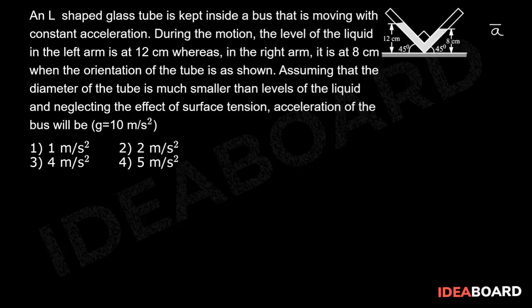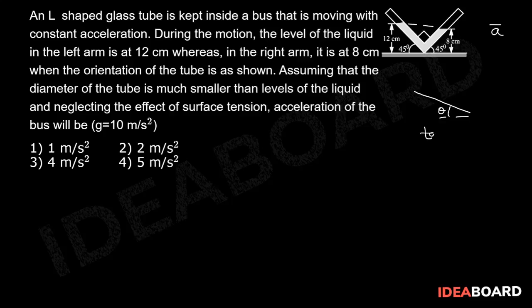Now the surfaces of liquid in the two tubes are making the same inclination with the horizontal. Then if we join the two surfaces of liquids, or if I consider this line parallel to the surface of the liquids, then it is making angle theta with the horizontal.